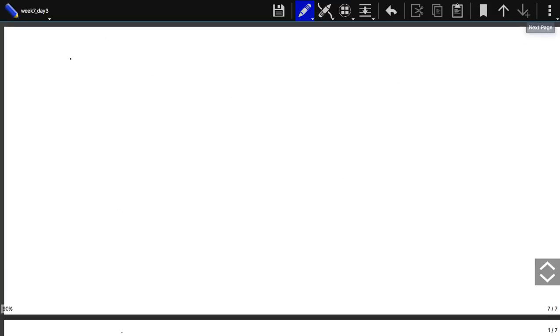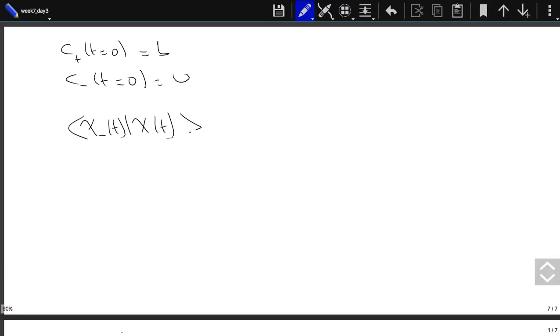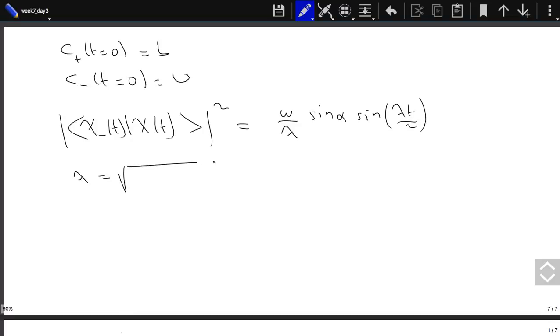So that will be the interesting part. Let's assume that C plus at t equal to 0 is 1, and C minus at t equal to 0 is 0. You can solve all these, and you end up having chi minus at t, matrix element squared, is equal to omega over lambda sine alpha sine lambda t over 2, where lambda is omega squared plus omega 1 squared plus 2 omega 1 cosine alpha.